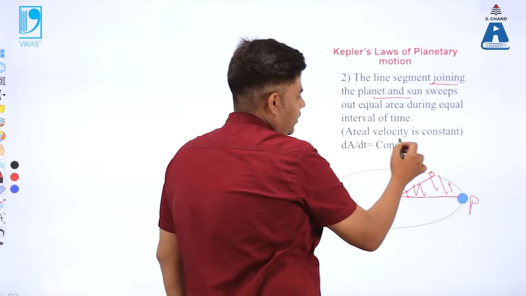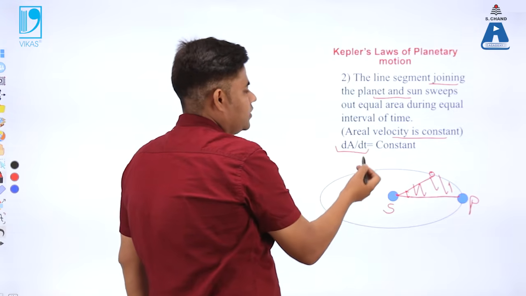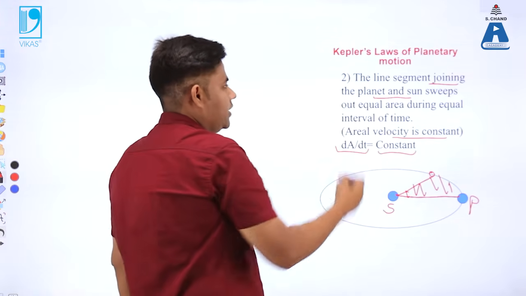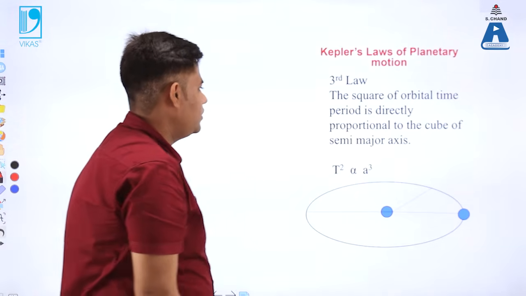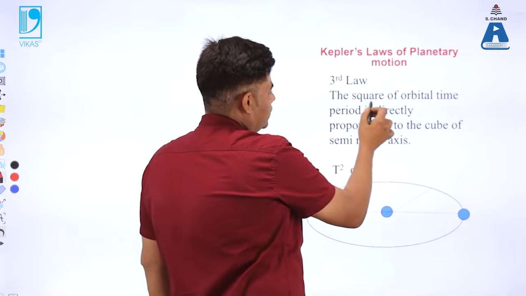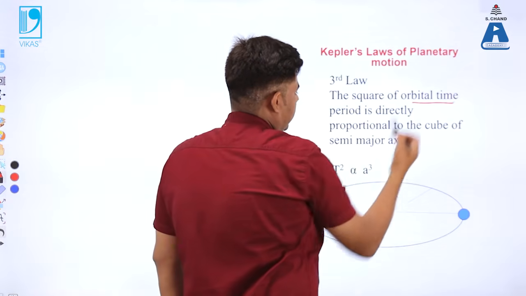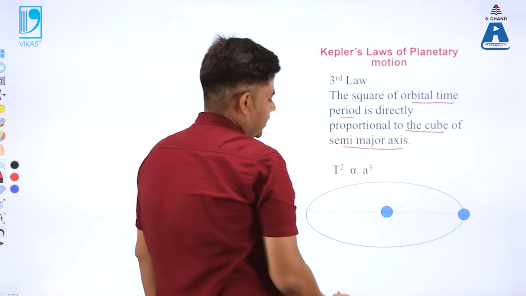That means areal velocity of the two is constant. That means the derivative of this part is constant. This is Kepler's second law. Then the third law of Kepler states that the square of the orbital time period is directly proportional to the cube of the semi-major axis.